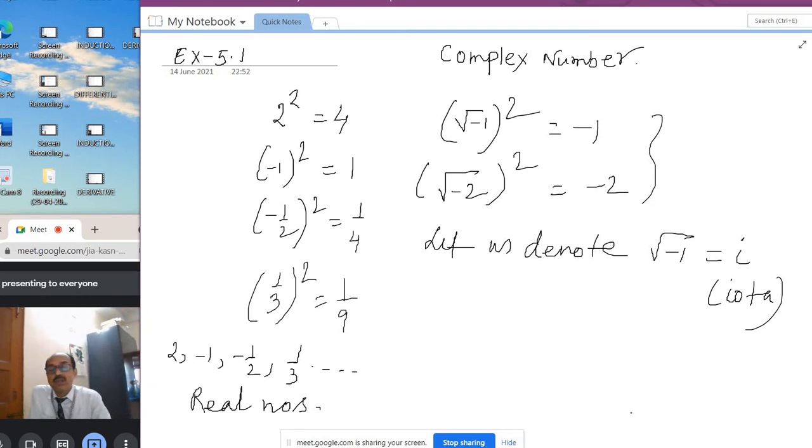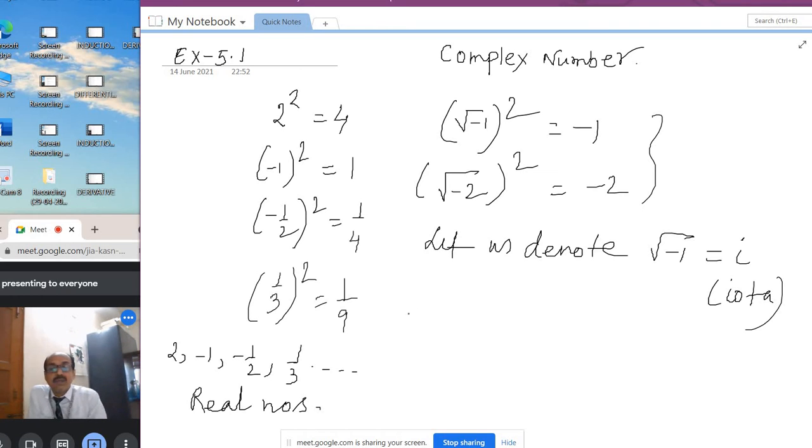Okay. So what is the meaning of i, you ask, sir? i is actually a notation. Let us denote it, and i means iota. Okay, full name. It is a notation because we don't know the value of under root -1. We cannot find this, so we are using under root -1 equal to i. Okay, it is a notation. Clear?